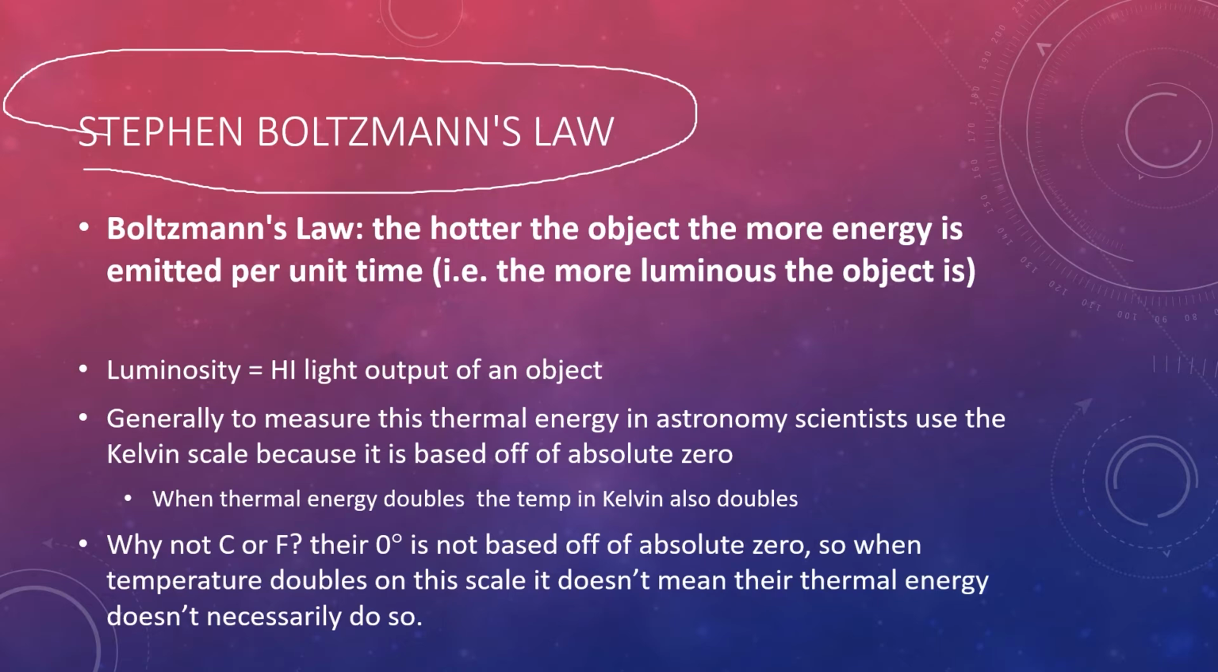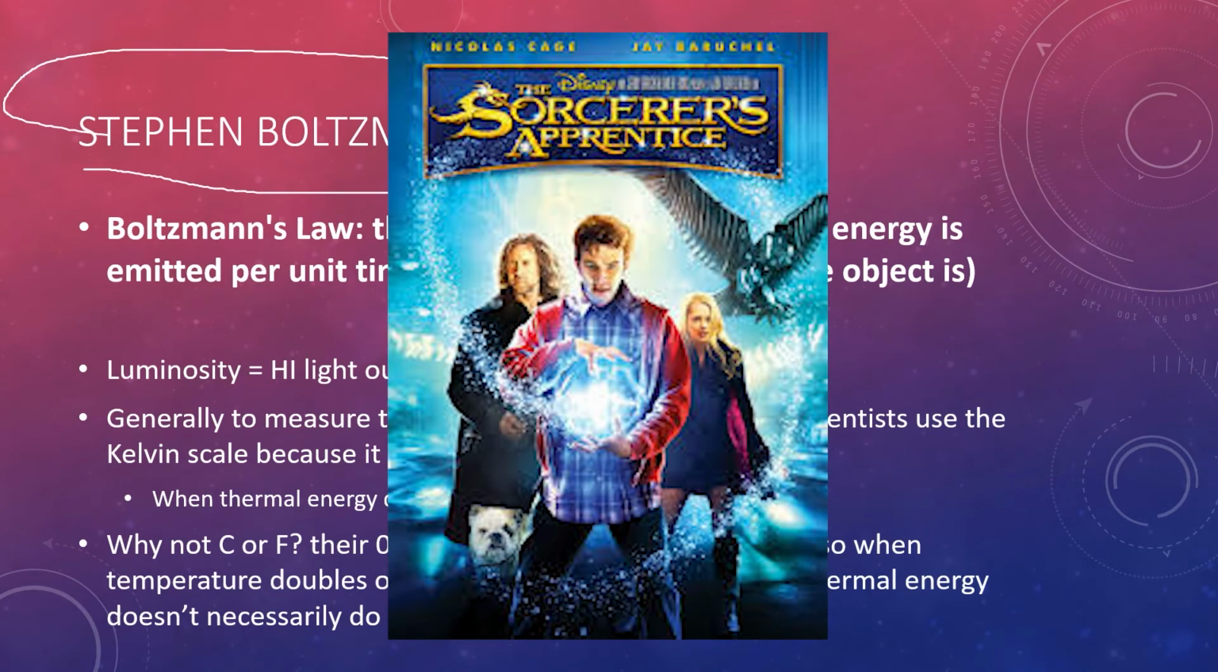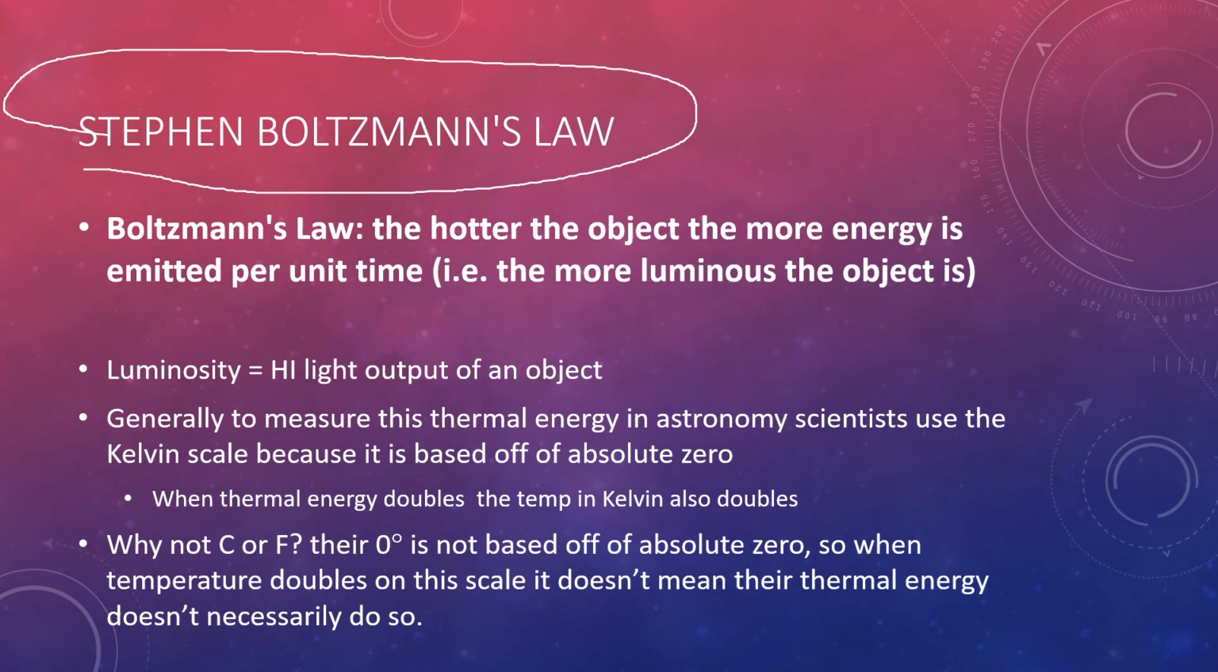When atoms move really, really fast, they heat up, which if you watched The Sorcerer's Apprentice, they explained how science and magic were the same thing, because basically all a magician did was speed up atoms until they were so hot that things caught fire. And that's how you created fire as a sorcerer, right?